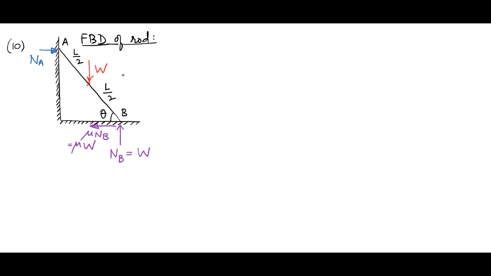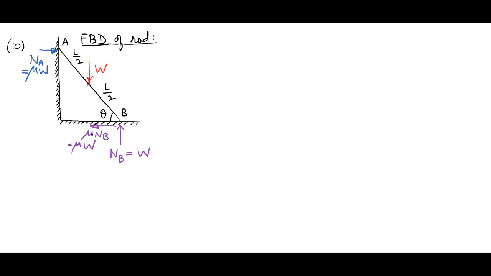The forces in the x direction, that is in the horizontal direction, also balance. In other words, sigma Fx is equal to 0. And there are only two forces in the horizontal direction, NA, which is rightwards, and mu W, which is leftwards, and for them to balance, obviously NA must equal mu times W.